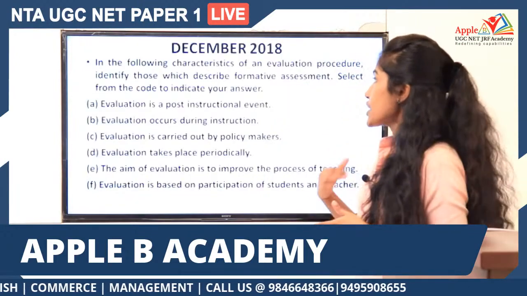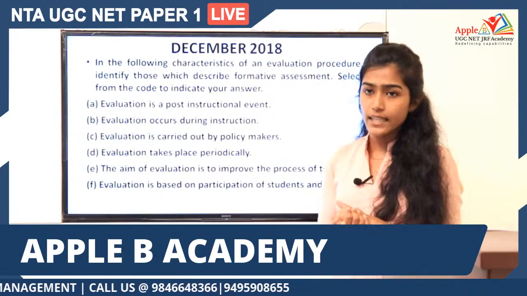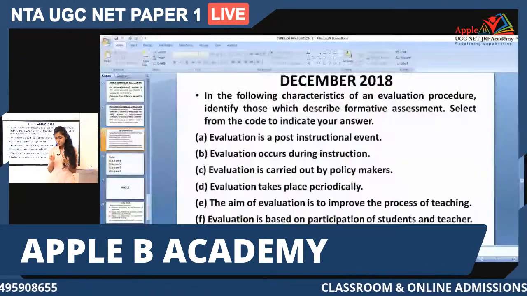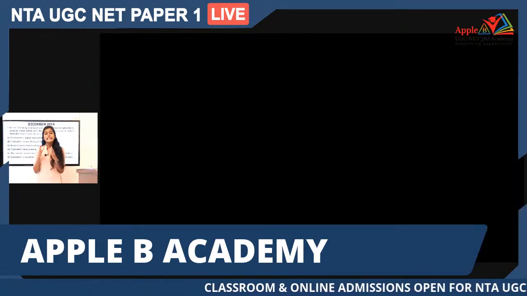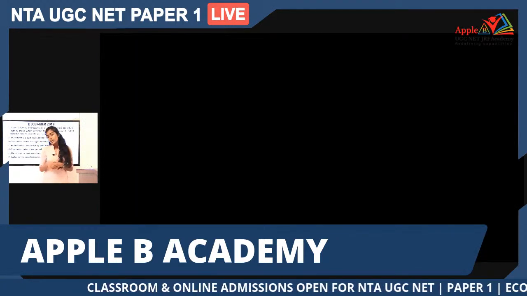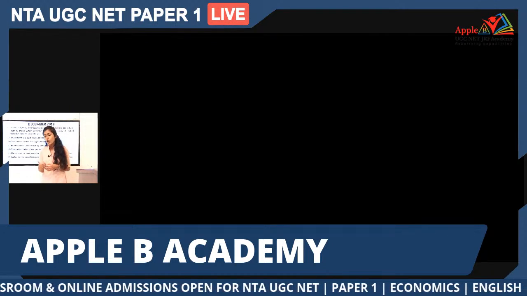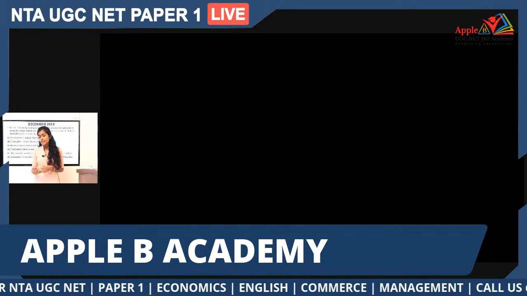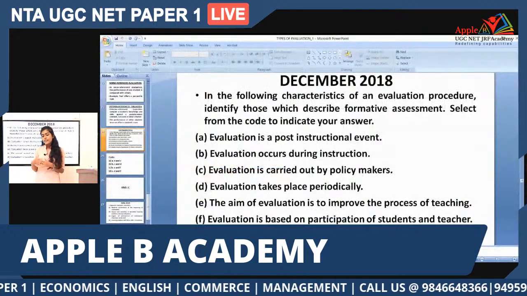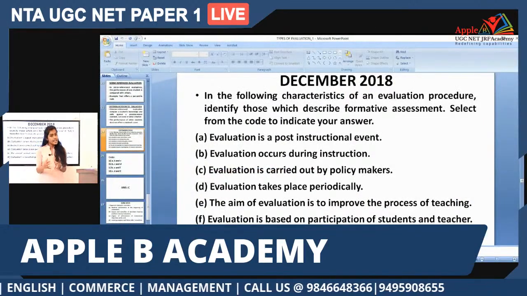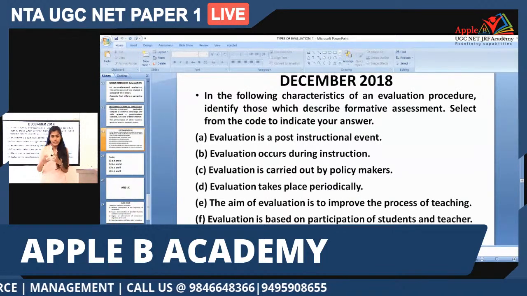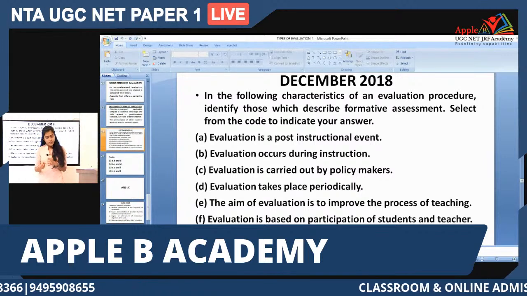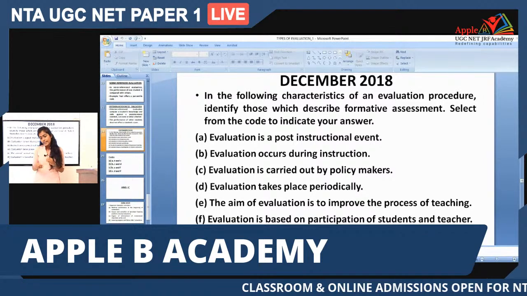Now we will be checking a few questions that were asked in the previous year from this particular area. Here you have the first question. This is a question that was asked in December 2018. The question goes like this. In the following characteristics of an evaluation procedure, identify those which describe formative assessment. Select from the code to indicate your answer. You have to identify the various characteristics that can come under formative assessment.